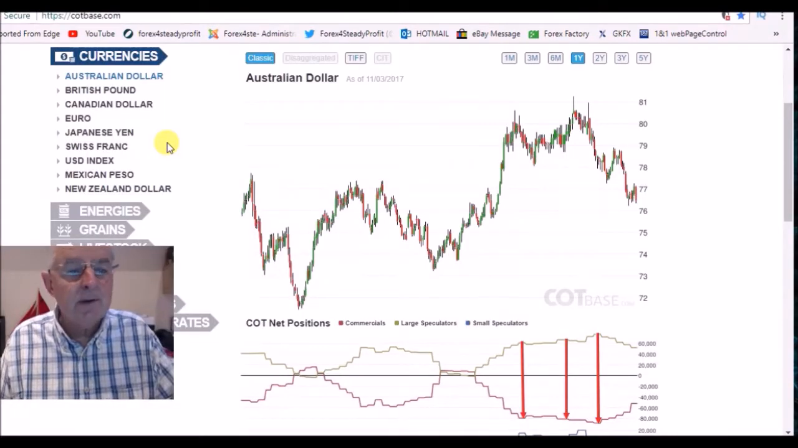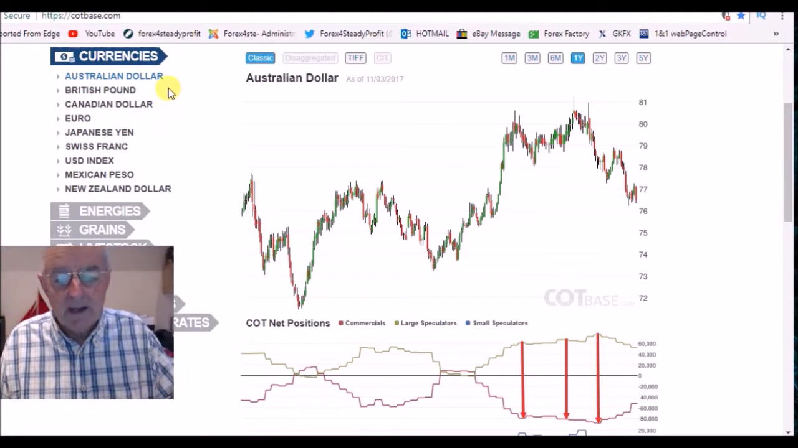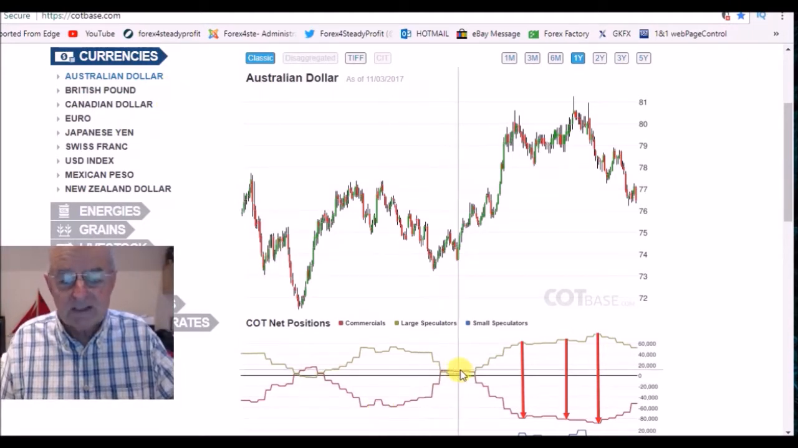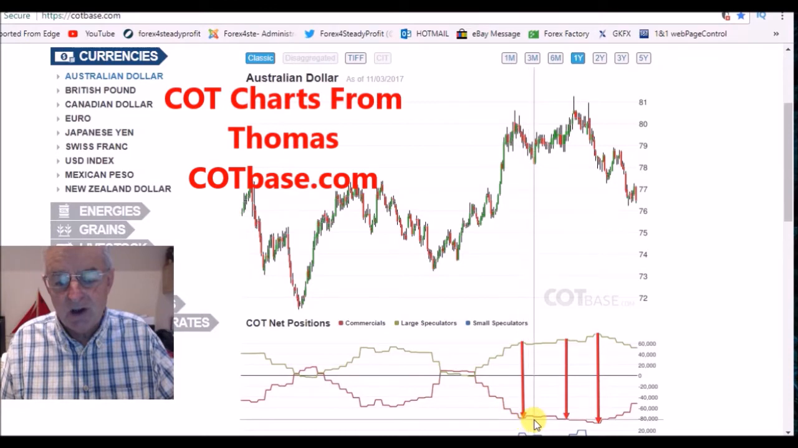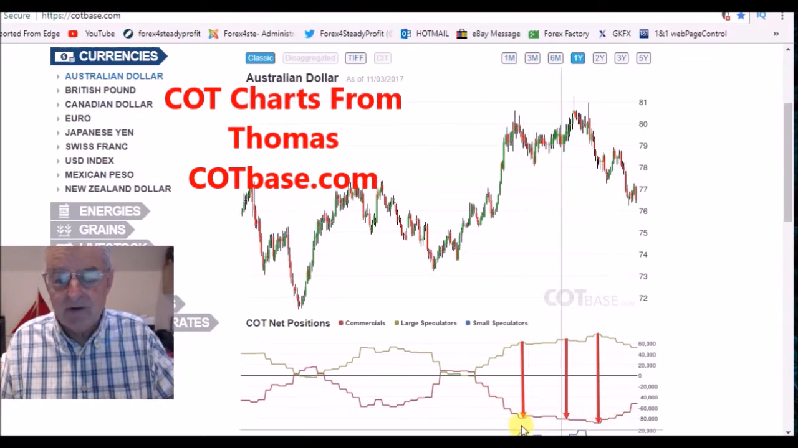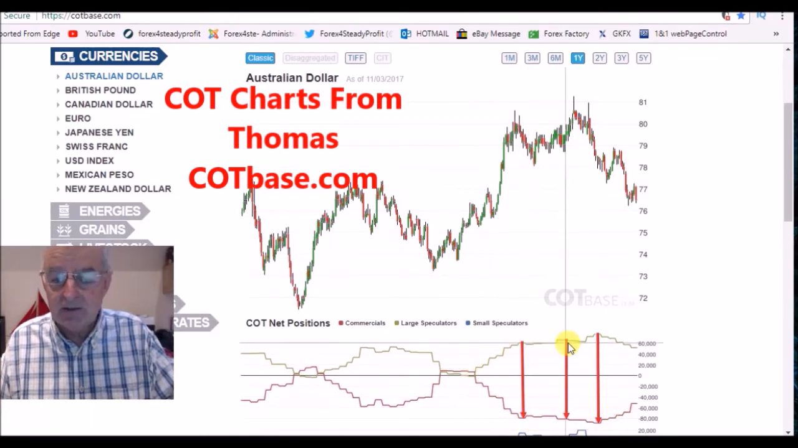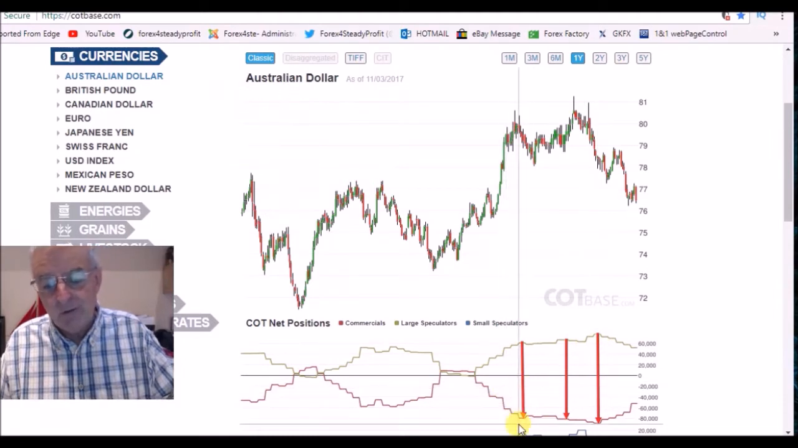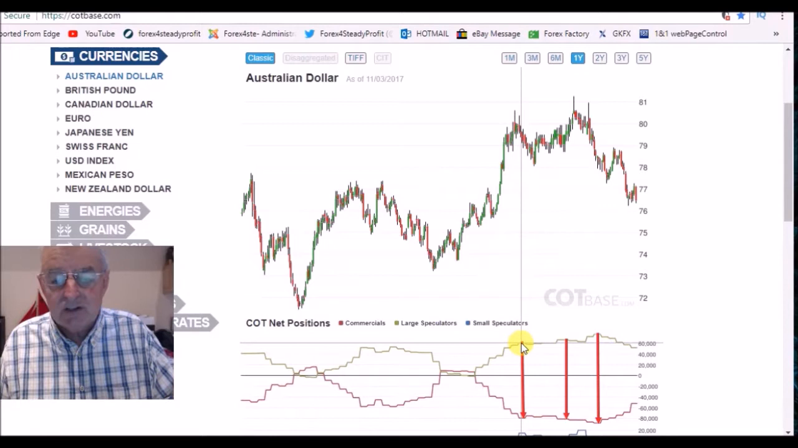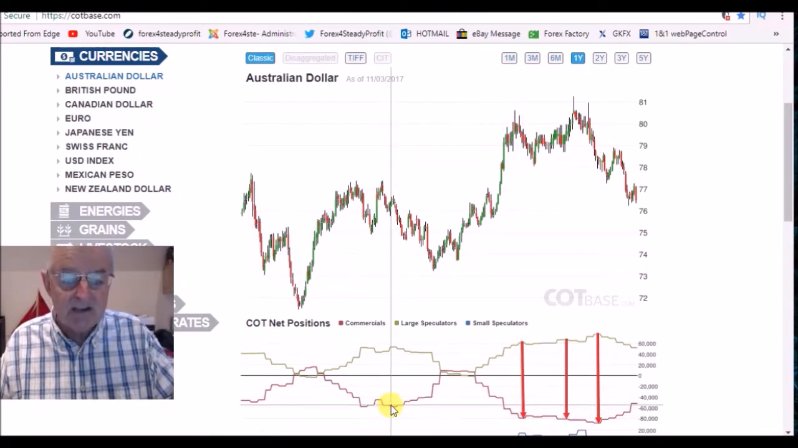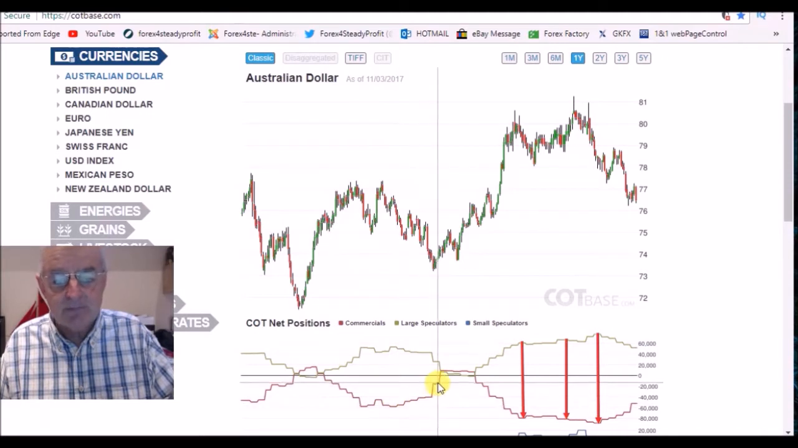Okay, this is the Commitment of Traders report in a graph form. So as we can see the history and the positions of the commercials here in red and the speculators in green. And what we're looking for is the commercials to take an opposite position to the speculators in an extreme position. As you can see from the past, whenever this has happened, you've had a sell-off.